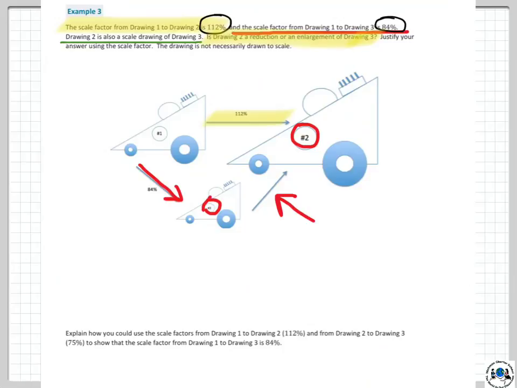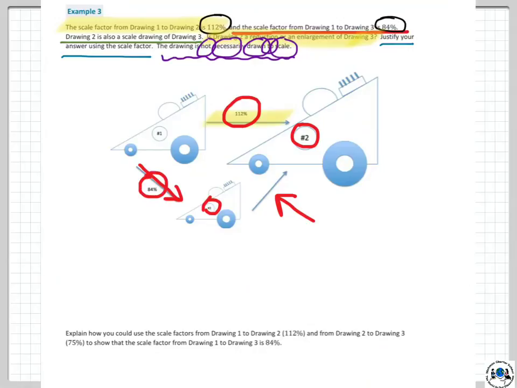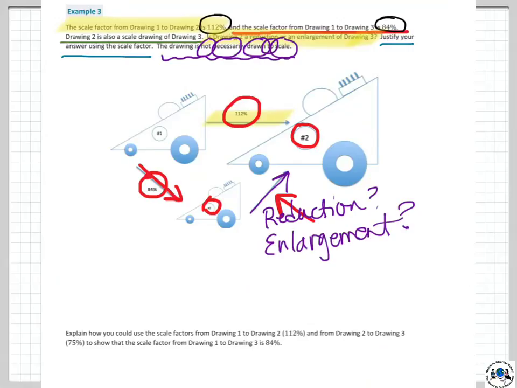Now this would seem like a big duh, because it surely looks like a reduction. But they are giving us this little tidbit here. The drawing is not necessarily drawn to scale. So they are not necessarily drawn to scale, but using this number and this number, we need to justify our answer of enlargement or reduction. So let's go ahead and do that.